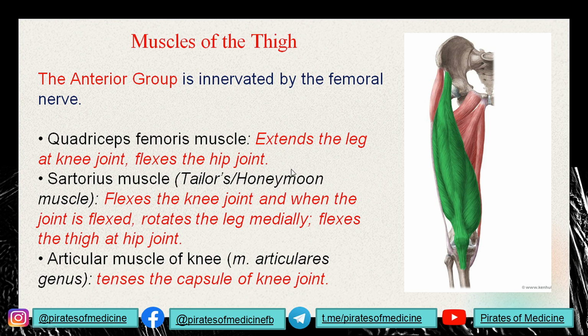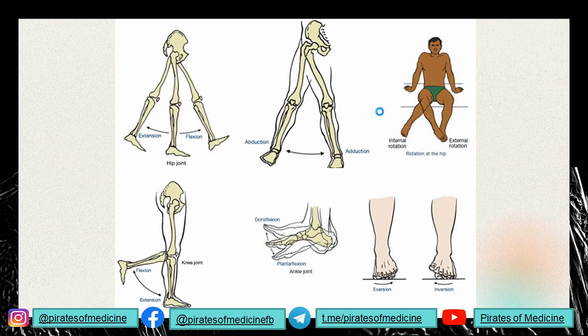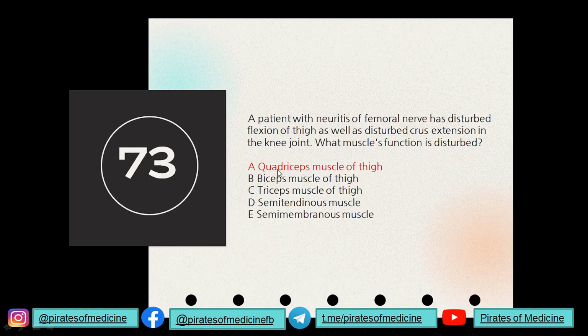So from right here you can see the quadriceps femoris muscle, and from its function you can clearly understand that in the question there must be an injury of the quadriceps muscle of the thigh, and the quadriceps muscle of the thigh is the only muscle which does that function out of all these options. So this is why the answer is quadriceps muscle of the thigh.